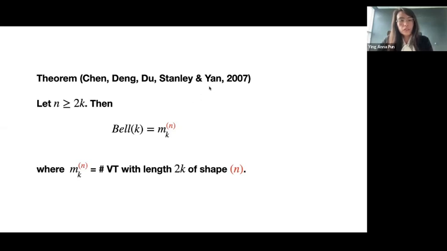And then in 2007, there's another result saying that if I just want the final shape to be 1 row, then what are these M_k,n? Basically they are the Bell number of k. So it's the number of set partitions with k objects.